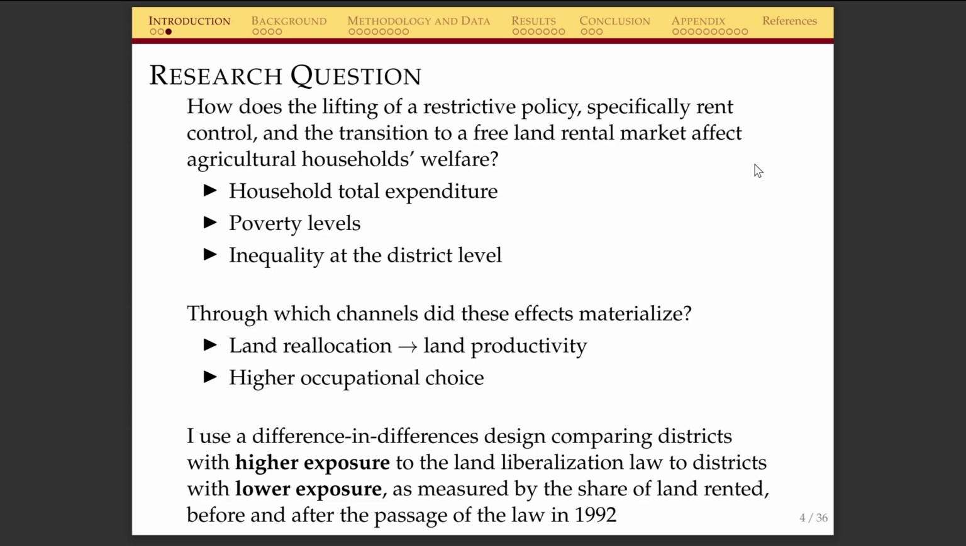Land allocation leading to higher land productivity, or occupational choice, so people being more flexible and working in agriculture or outside agriculture. To address this question, I use a difference-in-differences design, comparing districts with higher exposure to the land liberalization law to districts with lower exposure to the land liberalization law, as measured by the share of land rented before and after the passage of the law in 1992. I'll explain this in detail.